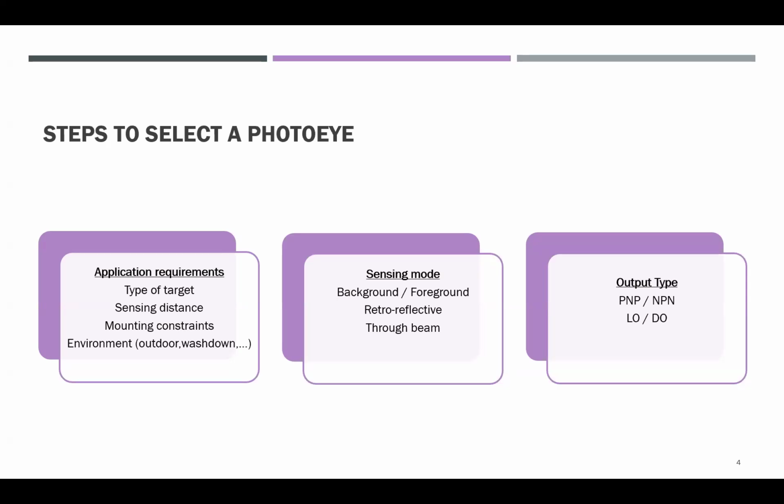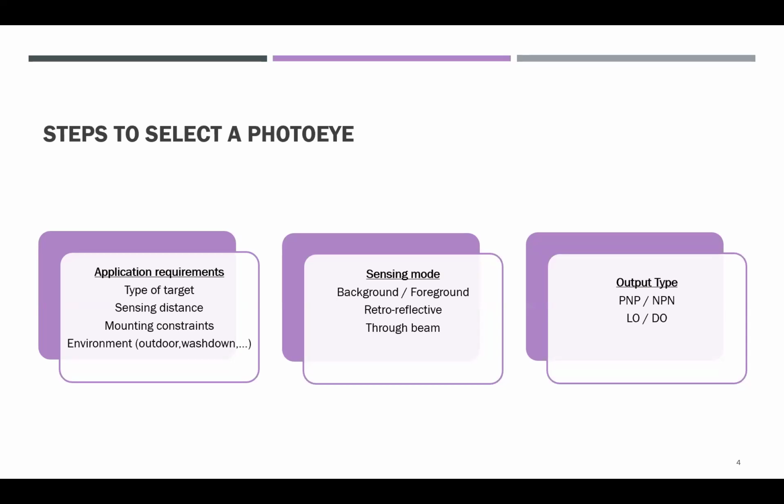So, and also for sensing ranges higher than 500 millimeters, we go with retroreflective. Last one is through beam. In this case, the sender will be in one sensor and the receiver will be on the other side in a different sensor. This sensing mode is good for applications where distances are really long. So in those cases, through beam is the right fit.